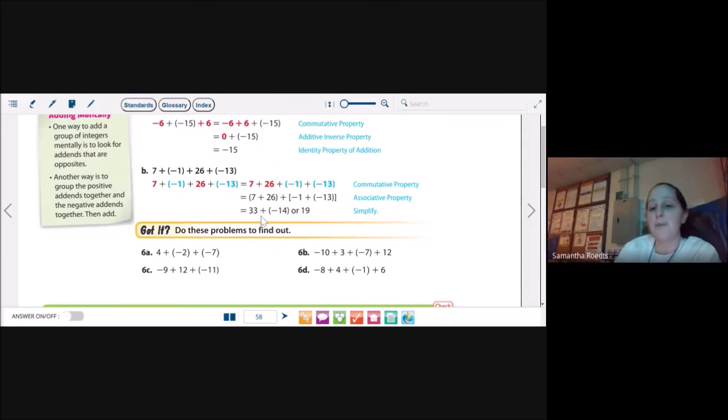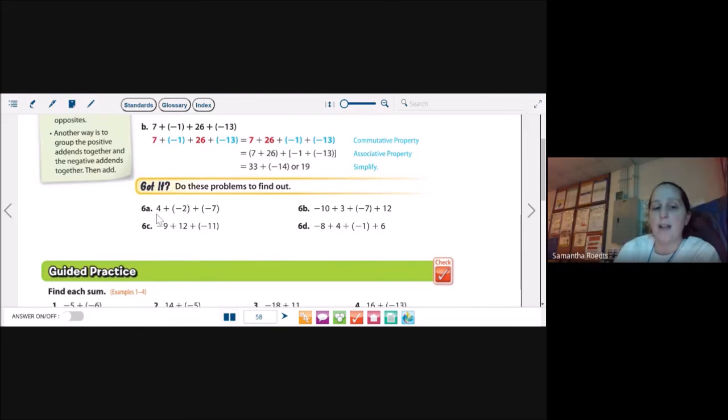Then I have 33 plus -14. Okay, so different signs, I subtract. 33 minus 14 is 19, and 33 is the larger number, and it's positive, so my answer is also positive. All right, let's work on some try-it problems.